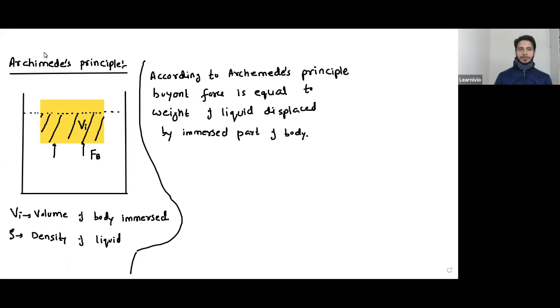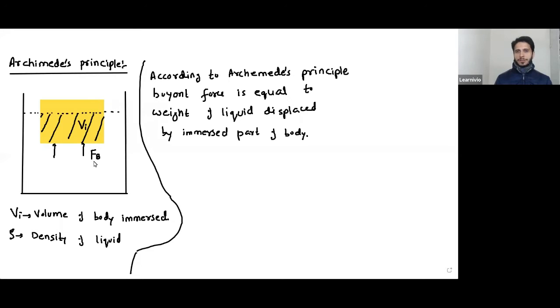So our sir says that if you have a liquid and you immerse a body inside that liquid, it will definitely exert some force over the body. Like if you take a bucket and immerse a glass slab or something in that bucket, then the water will push that glass slab, or whatever you have immersed, with a force, and that force is known as buoyant force. Archimedes principle tells how to calculate the magnitude of that buoyant force.